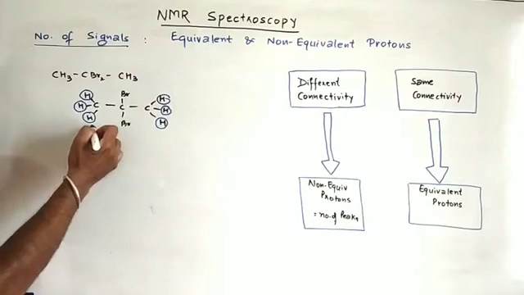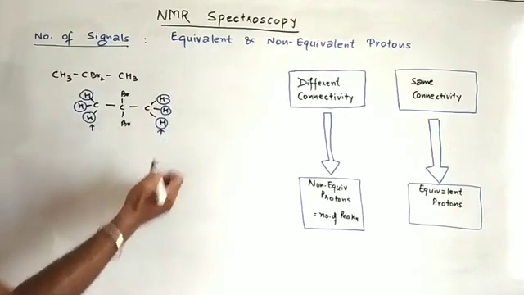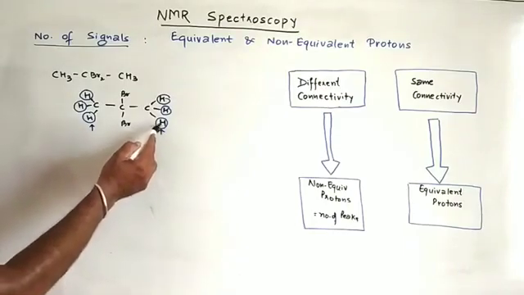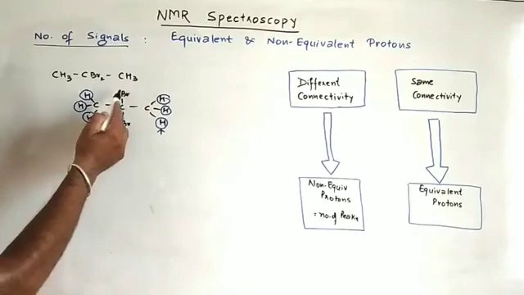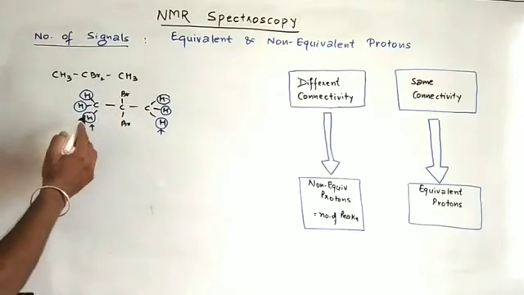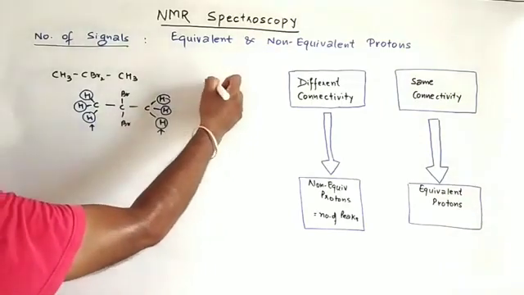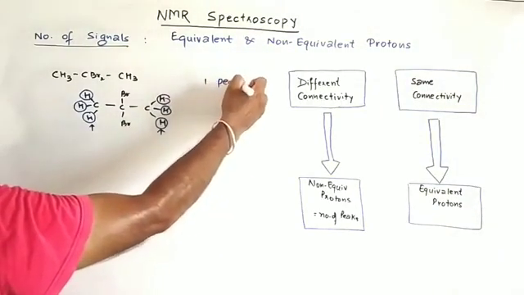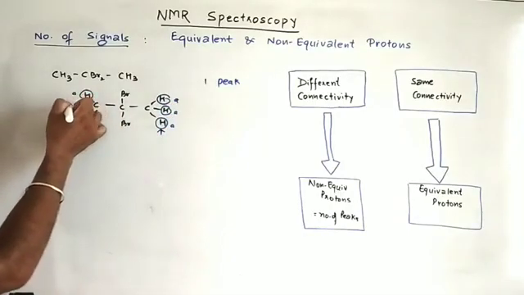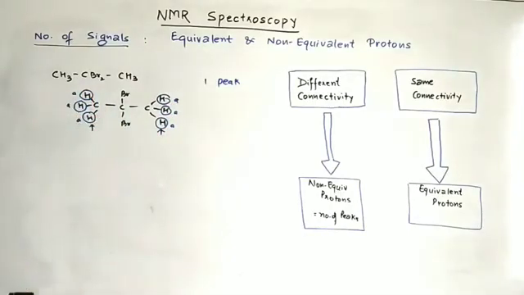Now you will compare this proton and this proton, whether they are equivalent or non-equivalent. They are also equivalent. You can see the same environment. This hydrogen is attached to carbon, which is attached to carbon having 2-bromine and 1 methyl group. Same for this proton. It means you will get one peak. Like all the protons are equivalent. All these 6 protons, they are equivalent.